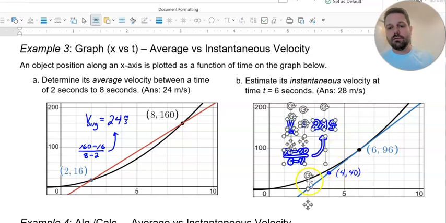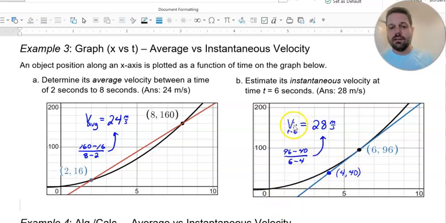And so now I can do rise over run there, and I can get then the velocity at time 6 would be equal to 28. And I got that by doing 96 minus 40 divided by 6 minus 4. And that gives me my instantaneous speed.